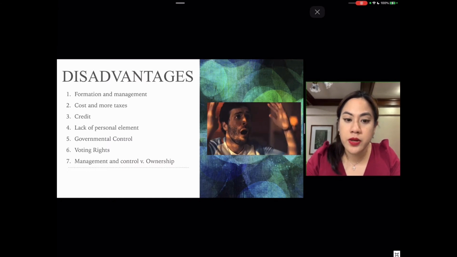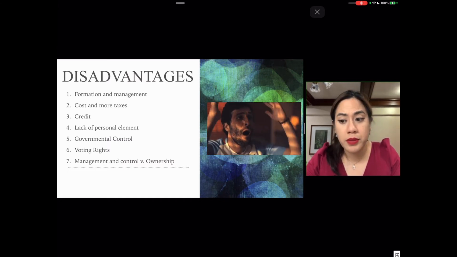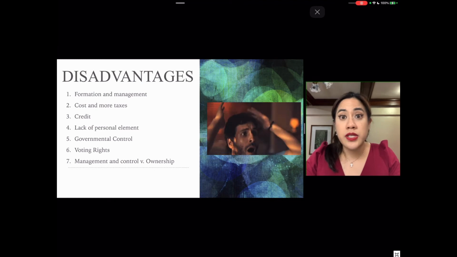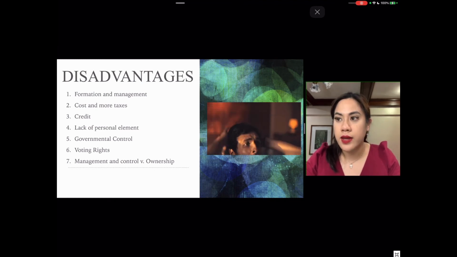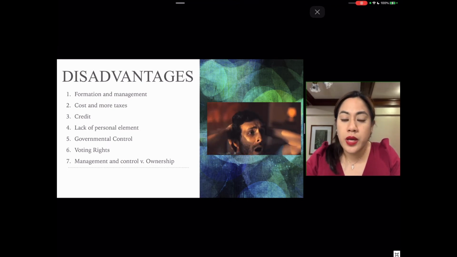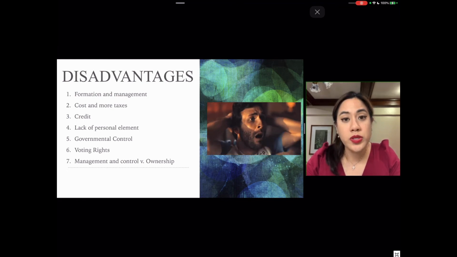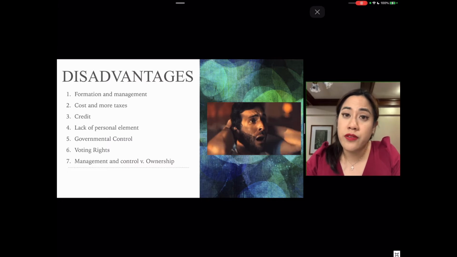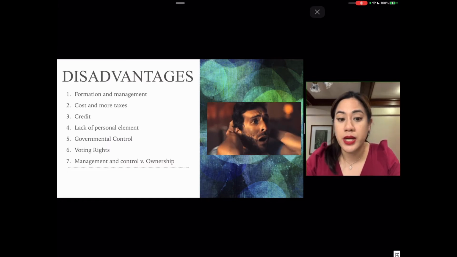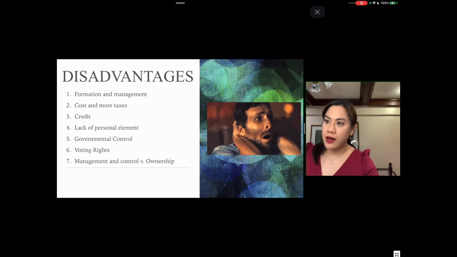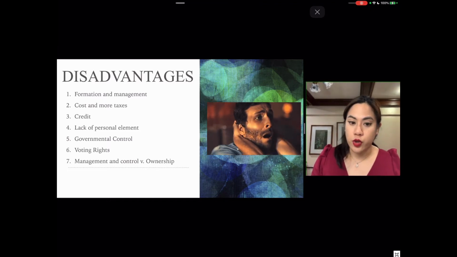Number 5, there is greater government control. Plainly, I think because of the limited liability of shareholders, plus the scale of the financial transactions, and the ease of changing stockholders, it's one of the reasons why there is greater governmental control in corporations. And 6, voting rights. So here, there is little voice for most of the owners. Voting rights have actually become theoretical in large corporations because of the use of proxies, which we will discuss later on. So their voice in the conduct of the business is not as significant as in partnerships. And lastly, it's actually a disadvantage because ownership does not necessarily lead to management and control.